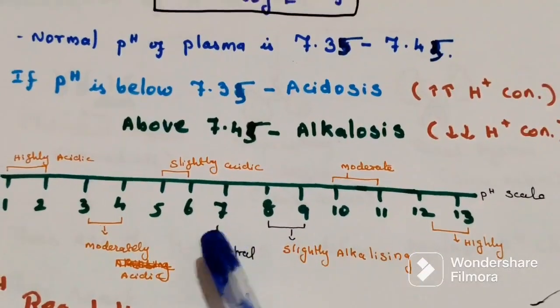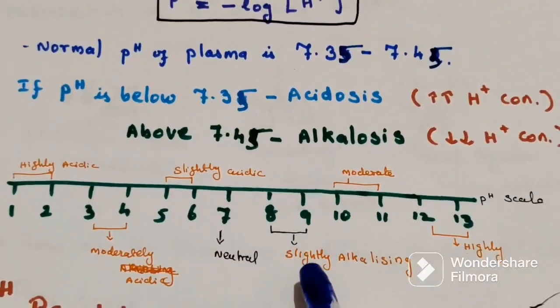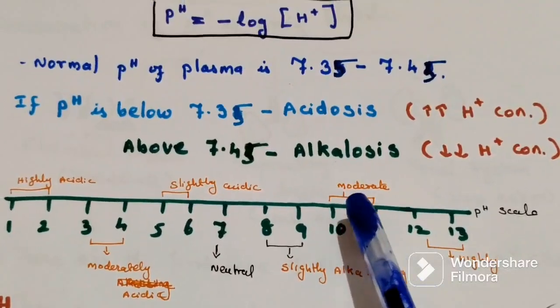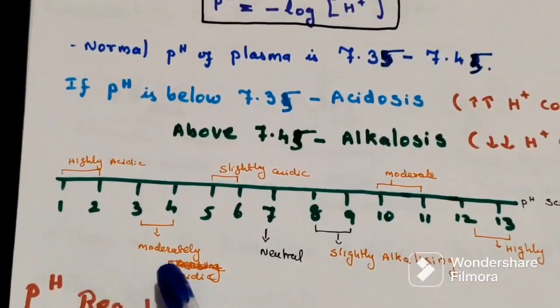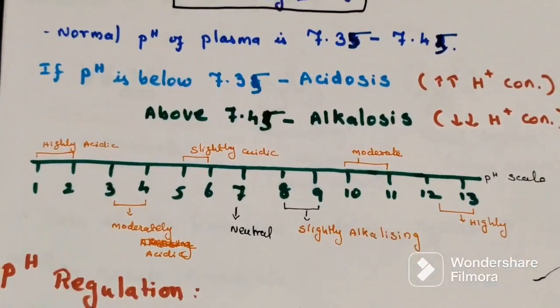So neutral is 7, 5 to 6 is slightly acidic, 8 to 9 slightly alkaline, then 10 to 11 moderately alkaline pH. Here is highly alkaline. This one is moderately acidic pH, and 1 to 2 is highly acidic pH. This is the pH scale.